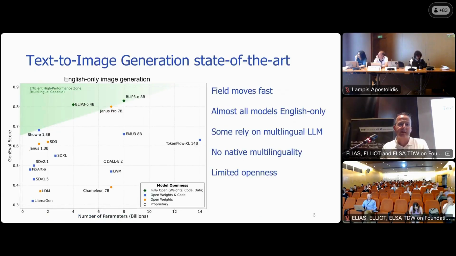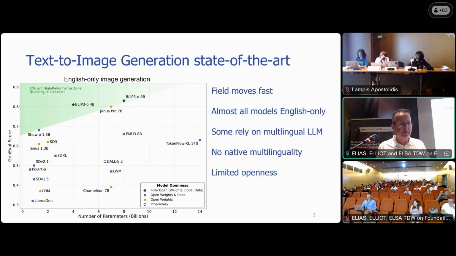Text-to-image generation is a fast-paced field. Things are moving very quickly. Here you see a scatter plot of methods in terms of their GenEval performance. That is a specific benchmark, actually by people from Leon. And on the x-axis, you see the number of billion parameters of these models.